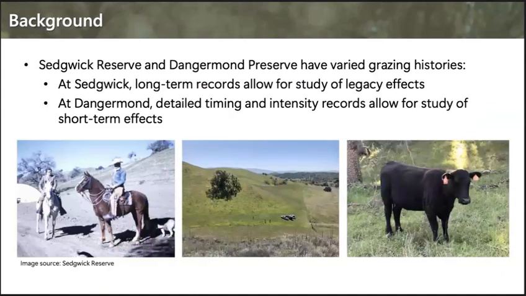Now, I'll be leveraging these trait maps, and my focus in particular is to look at how grazing affects the foliar traits. And Sedgwick and Dangermond both provided good, unique opportunities to do so. At Sedgwick in particular, we have a really long history grazing record, and that helps us look at legacy effects of grazing. Whereas at Dangermond, we have really detailed information on the timing and the intensity of the grazing, which can help assess some short-term effects.